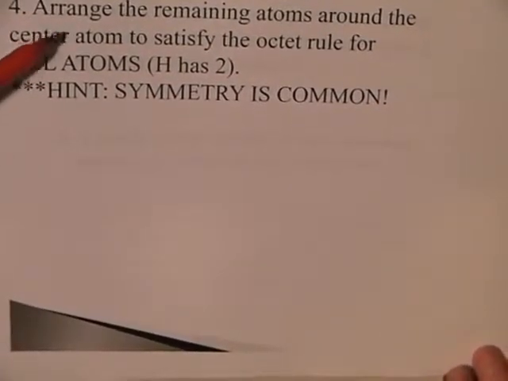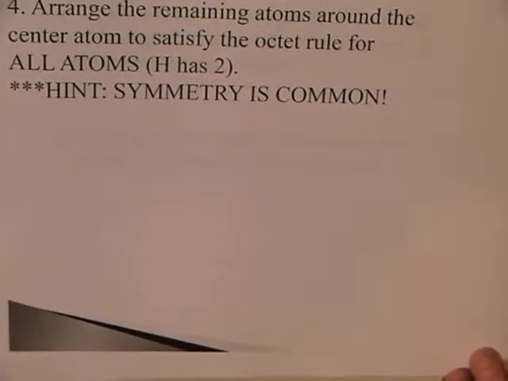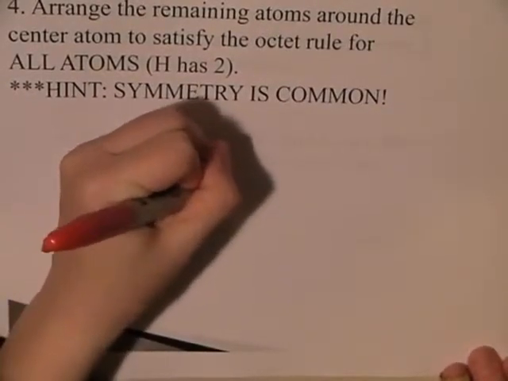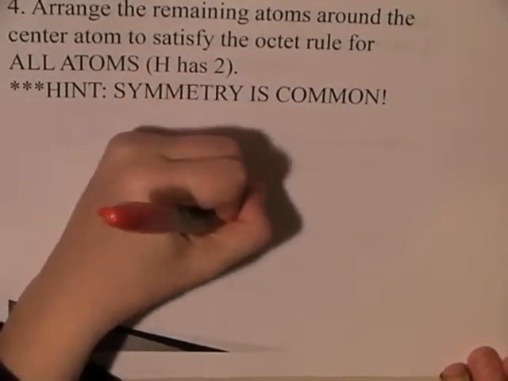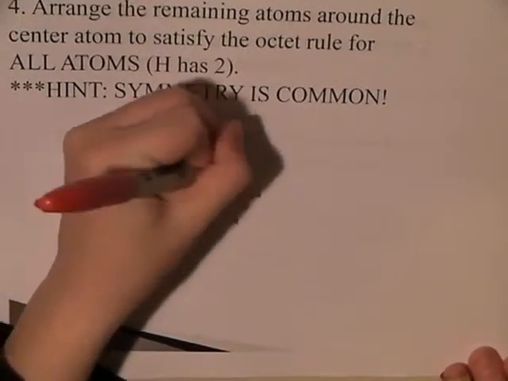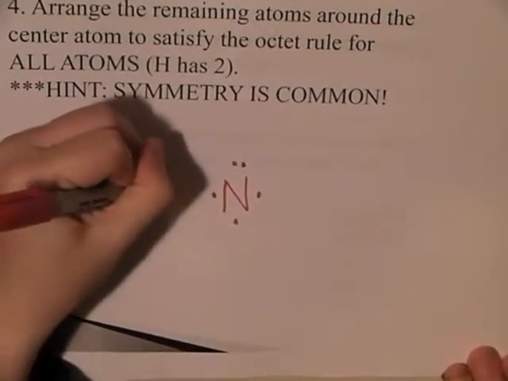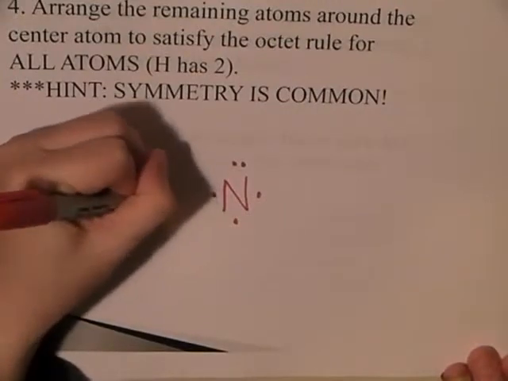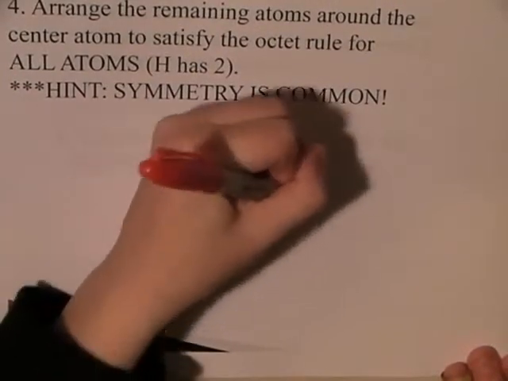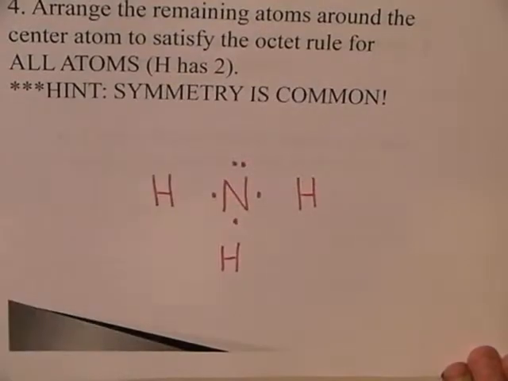Okay, next one. Arrange the remaining atoms around the center atom to satisfy the octet rule. So, already well established, our center is nitrogen, and we've got 3 hydrogens that can all form 1 bond. So hopefully at this point you're like, Ms. Fiera, this is stupid. I already knew how to build this 4 slides ago. That's perfect. That's what I would want you to do.